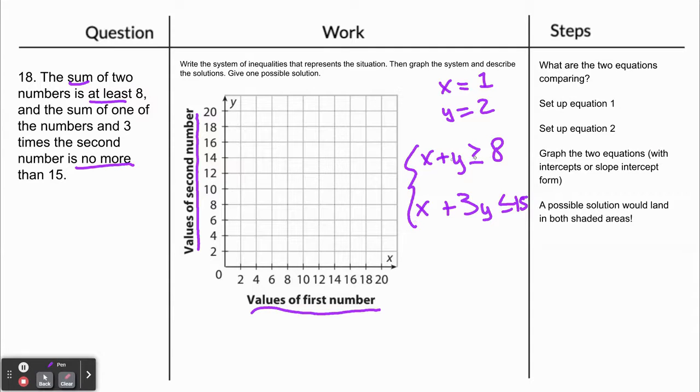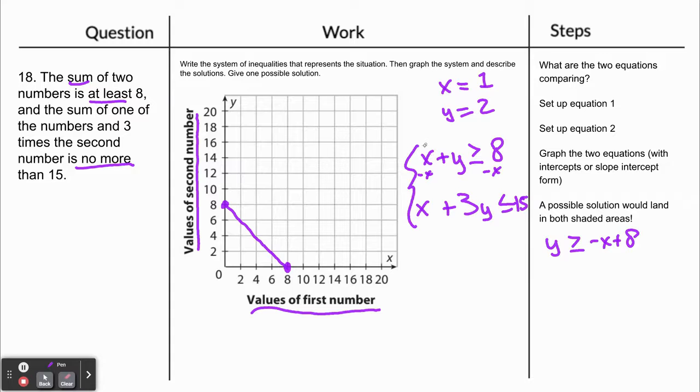So what we could do is we could solve this for slope-intercept form if I wanted to. In this case here, the top one I could subtract by x, which gives me y is greater than or equal to negative x plus 8. So I would go up 8, and I would go down by 1, my slope of negative 1 here, and lands here.